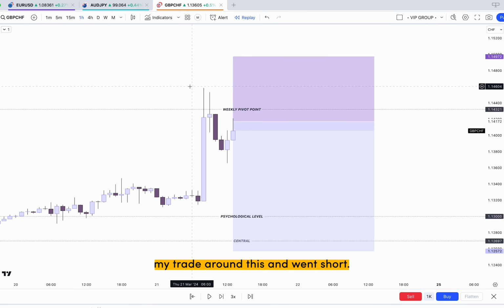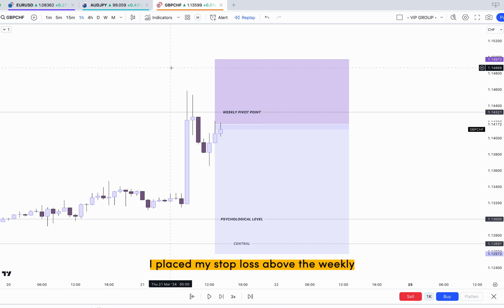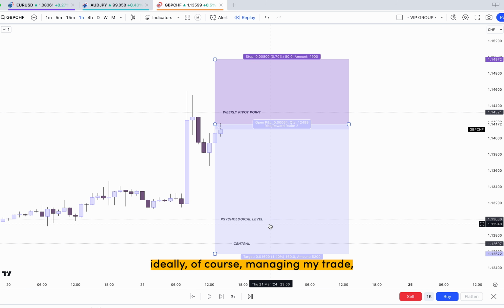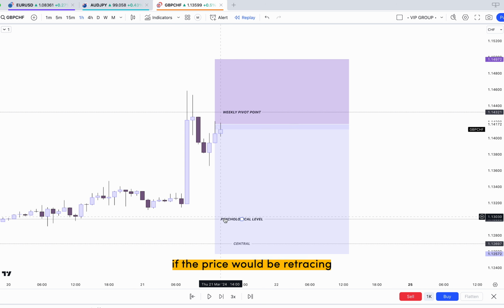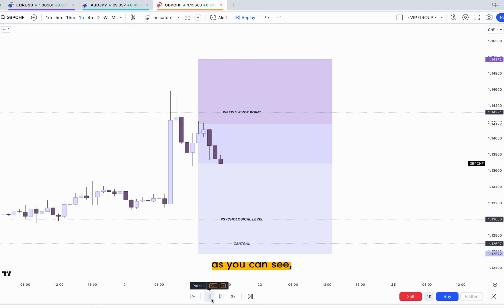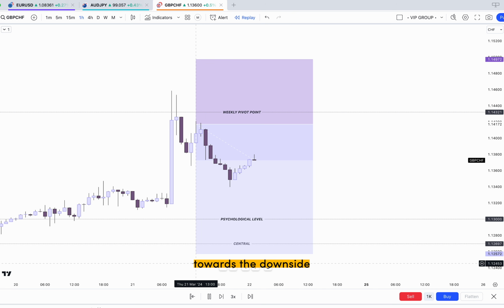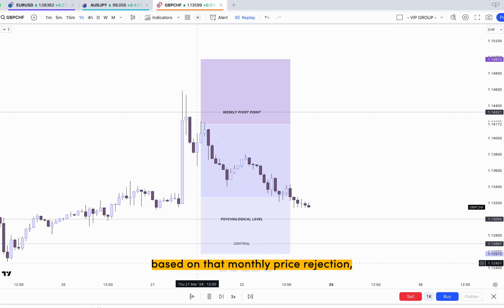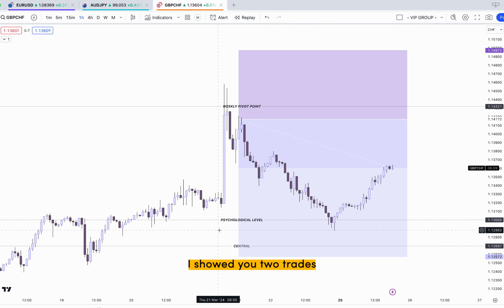I basically structured my trade around this and went short. I placed my stop loss above the weekly pivot point, respecting the history of rejections. And I was aiming for the central pivot point, ideally, of course, managing my trade if the price would be retracing from the psychological level. And as you can see, the trade moved towards the downside nicely, as I anticipated based on that monthly price rejection. And as you can see guys, I showed you 2 trades that resulted in a huge profit by simply following this powerful pivot point trading strategy.